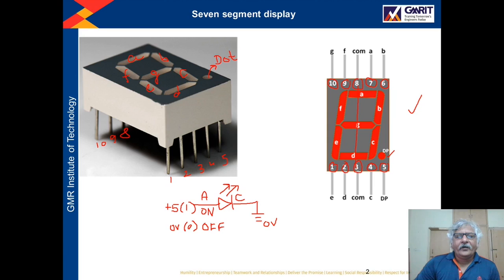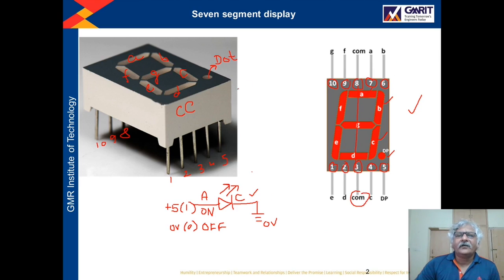So this is one method. If the LEDs of all these segments are connected in this way, meaning their cathode is permanently connected to ground, then this type of 7 segment display is called a common cathode type 7 segment display. This LED which is for segment A, for B and for C, for all the segments, the common terminal is connected permanently to ground through this common pin.